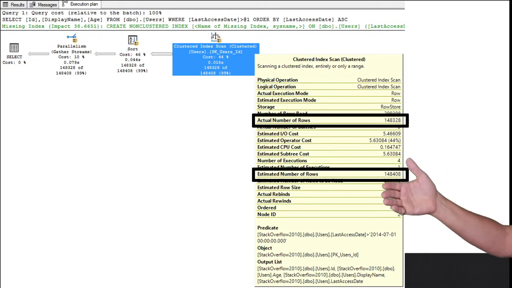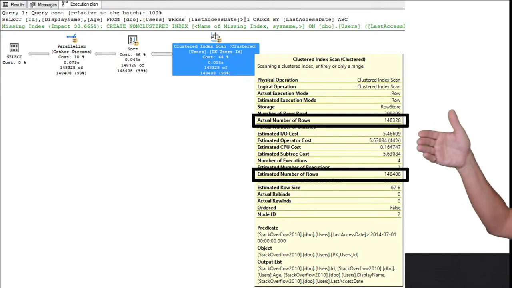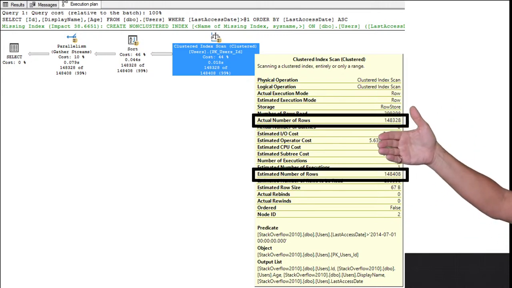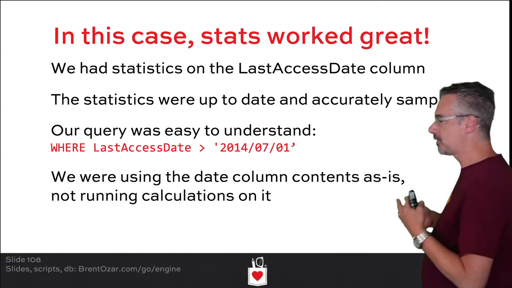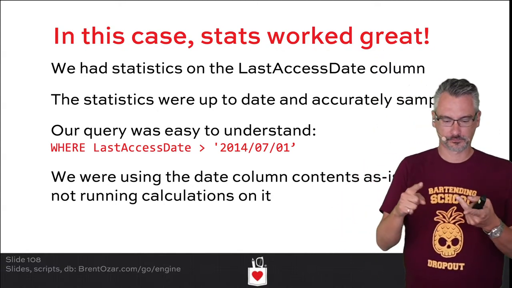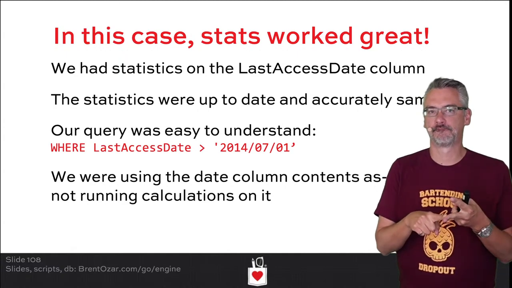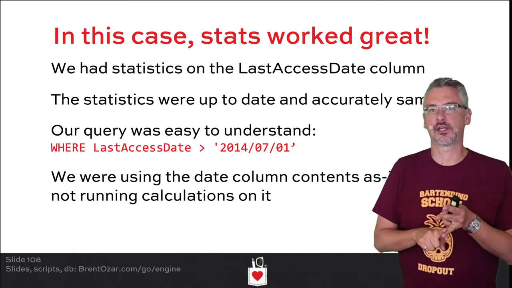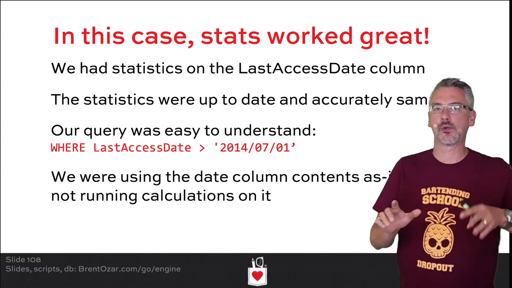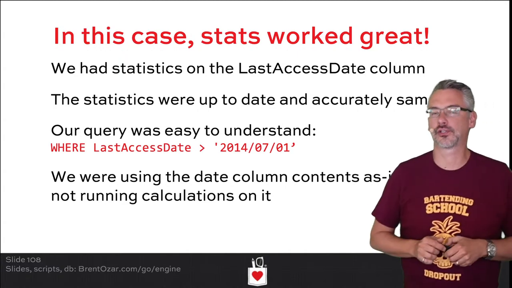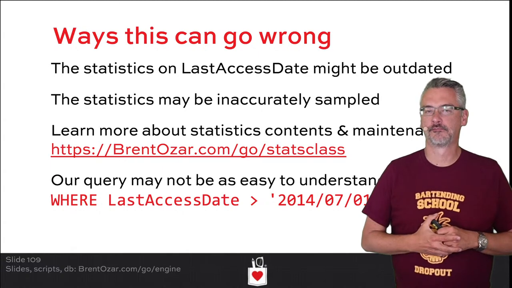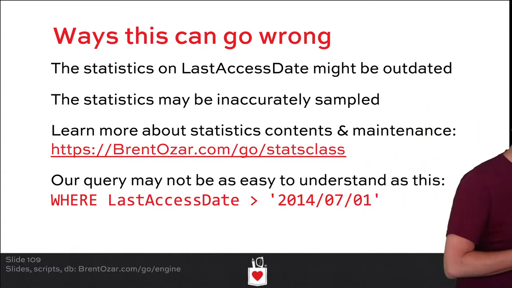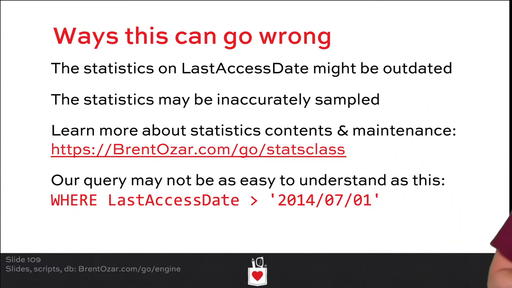Here, SQL Server estimated that 148,000 rows were going to come back. In reality, 148,000 rows came back. That is freaking phenomenal because we had stats on that column. The stats were up to date. Our query was easy to understand, and we weren't running any funky calculations on it. But that's not always true in real life. In real life, lots of things can go wrong.